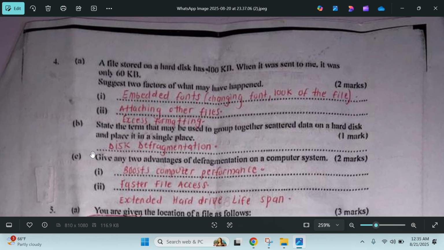So the answer was in the next part. What are the advantages of disk defragmentation on your computer system? Number one, it's going to boost the computer performance. And then it's going to make file access faster. You're going to easily access your files. And three, it's going to extend your hard drive lifespan. Hard disks have lifespans. So whenever you do disk defragmentation, it could extend your hard drive lifespan. You can have your hard drive for like 5 years to 10 years without having any issues if you do disk defragmentation.